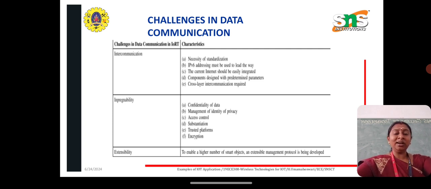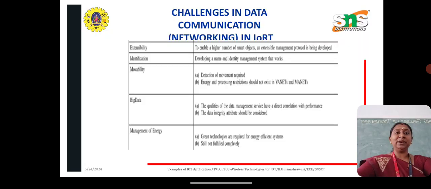Then impregnability, it is nothing but confidentiality of data has to be maintained here. Then the management of identity or of that particular privacy has to be done. Then we have to control the access. Then finally encryption. Then extensibility, here we have to enable a higher number of smart objects and executable management processes which are being developed. The next one is extensibility.